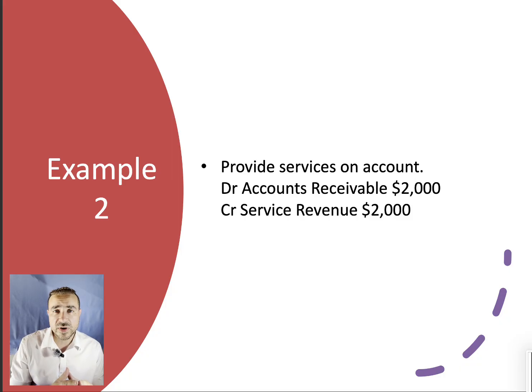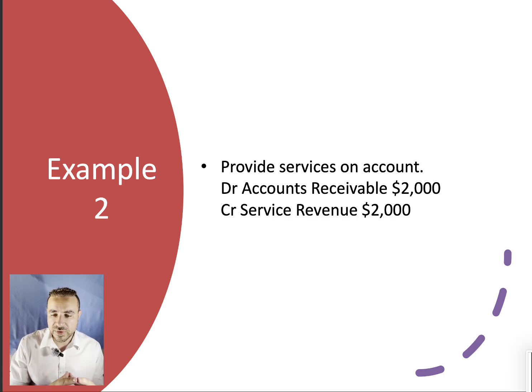Okay, what will be the credit side? What did I do now? I provided a service, so it's income, it's revenue. And if I want to increase the income, I will put it on the credit side. So in the journal entry, I will put credit service revenue for 2,000.